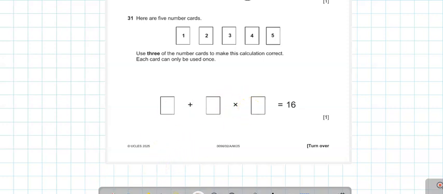Okay, the coming question, we have here numbers from 1 to 5. We need to make this calculation correct: a number plus two numbers multiplied by each other gives us 16. It's 1 plus 3 times 5. Okay. Mister, I use 1 plus 3 is 4. 4 times 4 equals 16. But you have a little problem. We do the multiplication before the addition. Last question? No, it's not the last question.